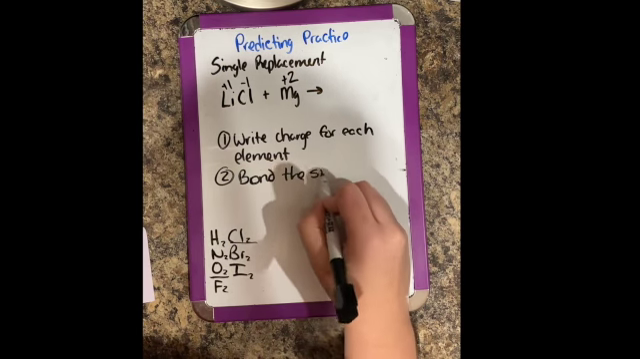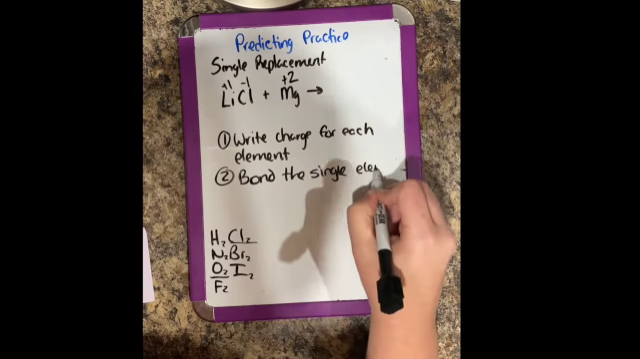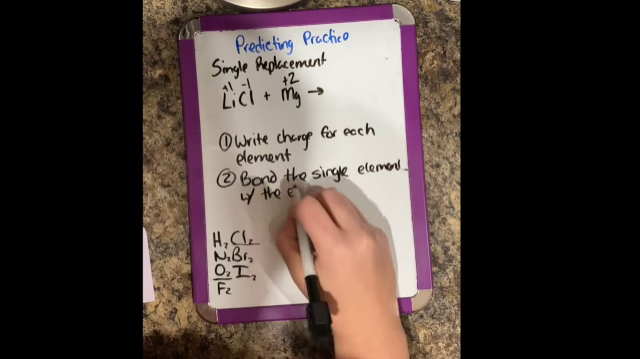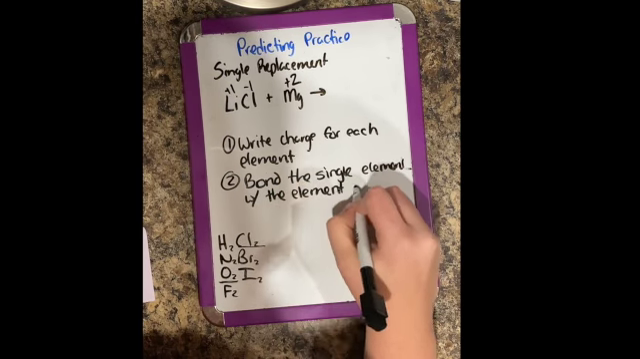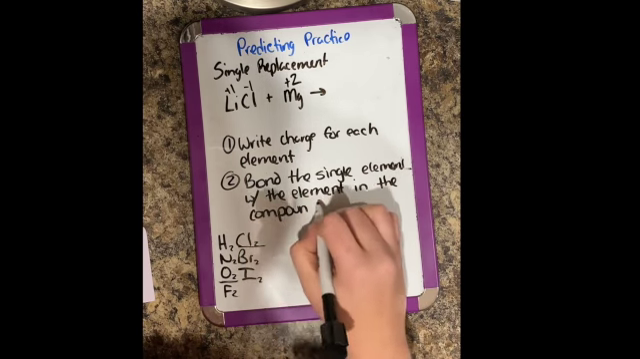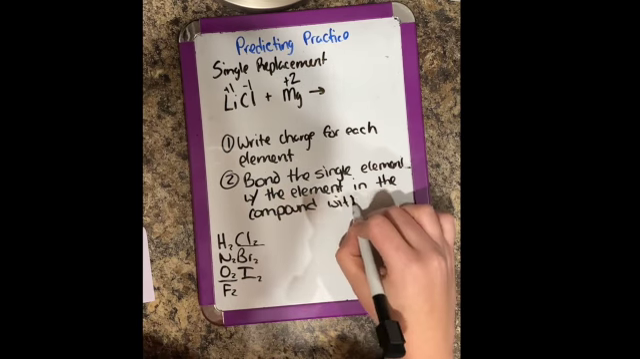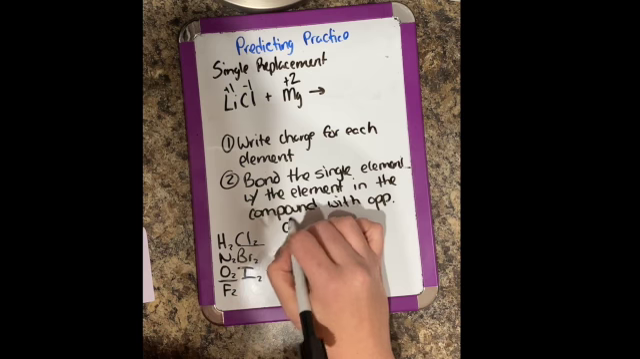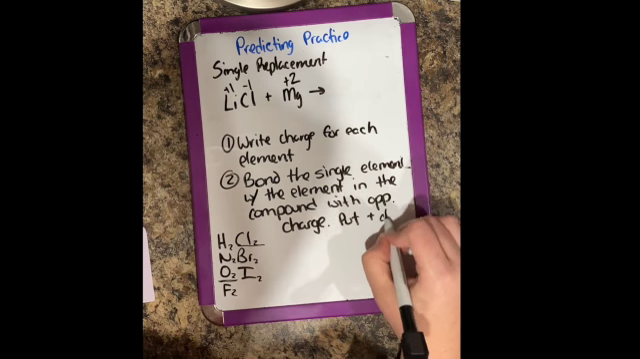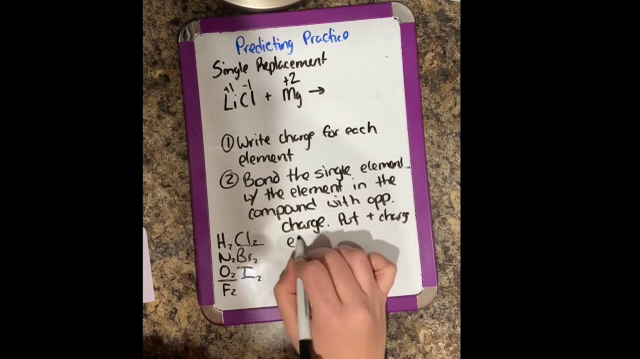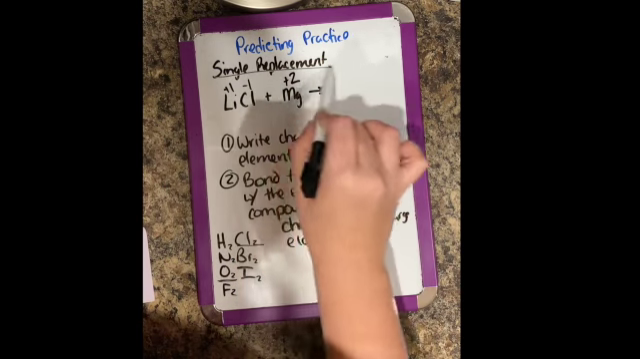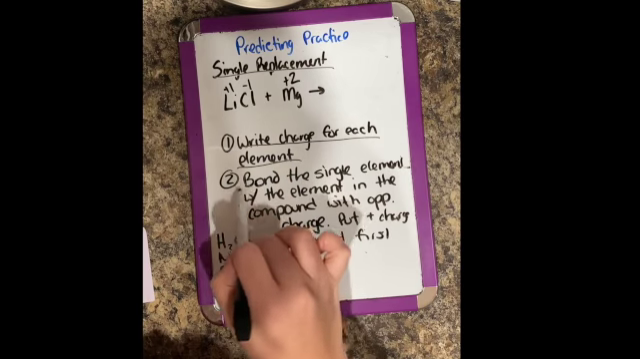Step 2, bond the single element with the element in the compound with opposite charge. Put the positive charge element first. Again, you do need to be writing down these steps in your notes.